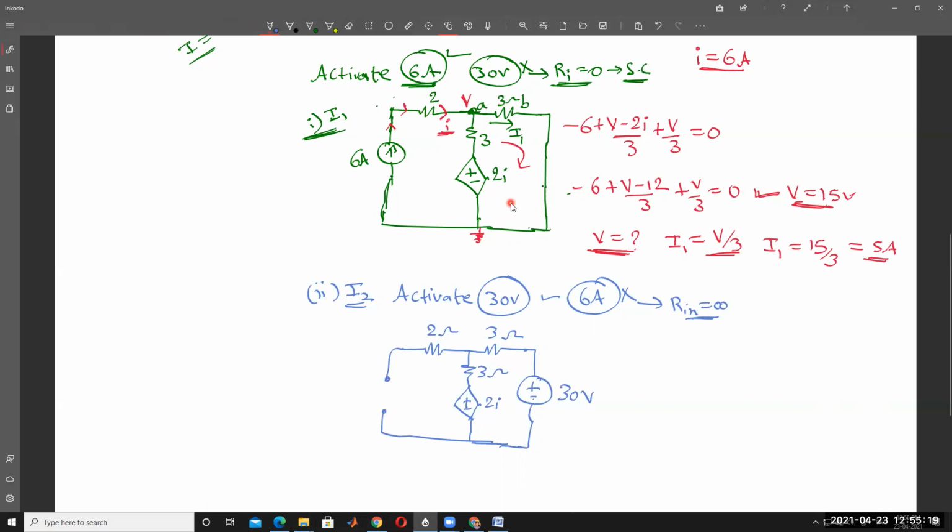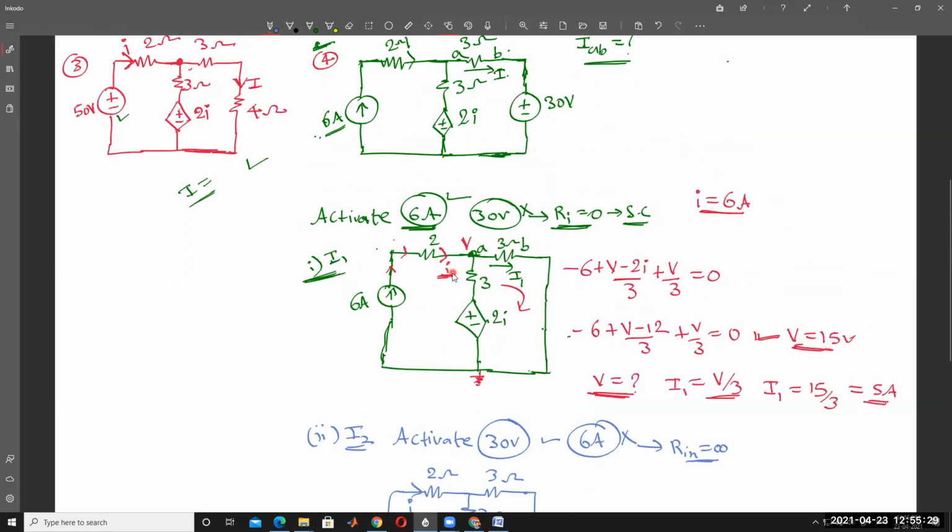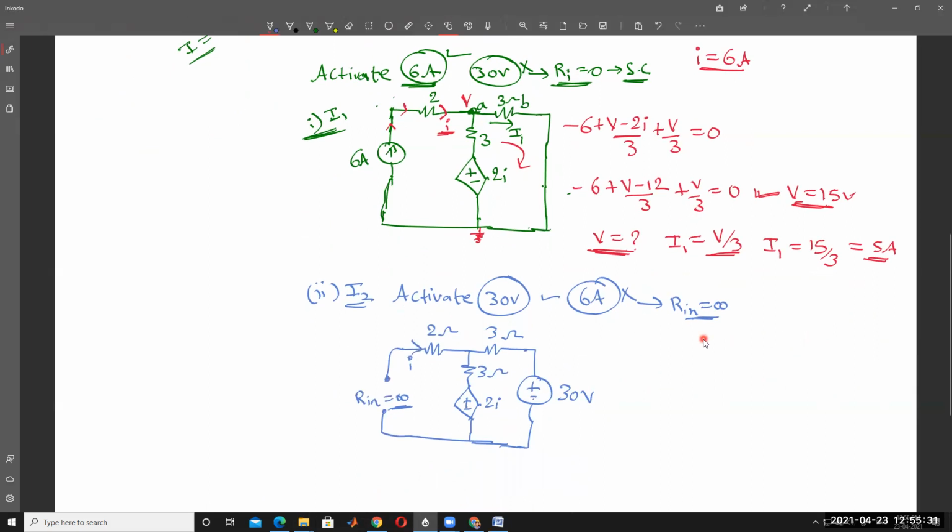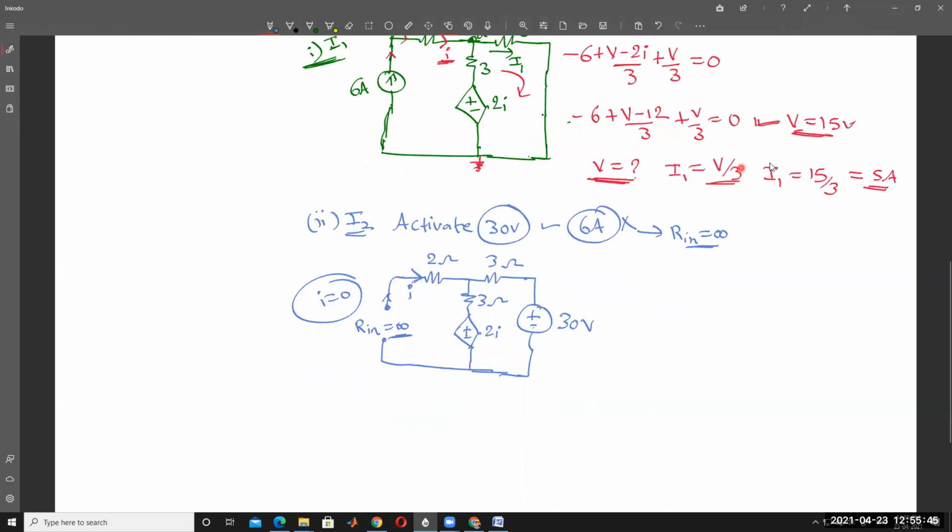Understood? The internal resistance of the current source is infinity. That's why it is acting as an open circuit. What is the current here under open circuit condition? Current I is equal to 0 here. This is open circuit now. No current is flowing in this direction. That's why current I is equal to 0.